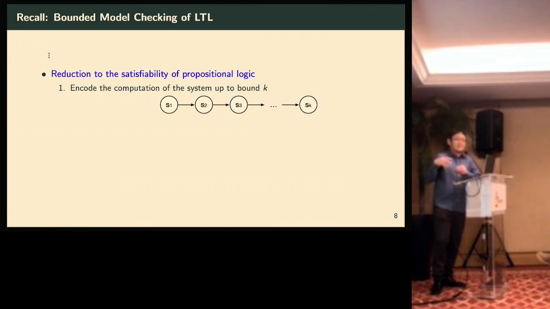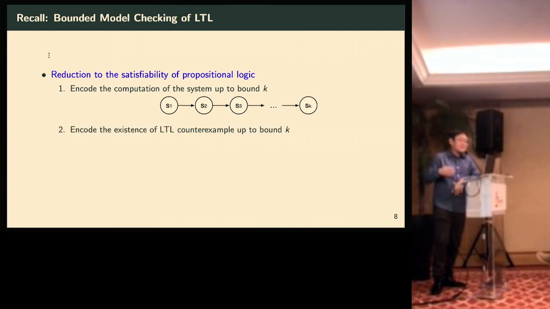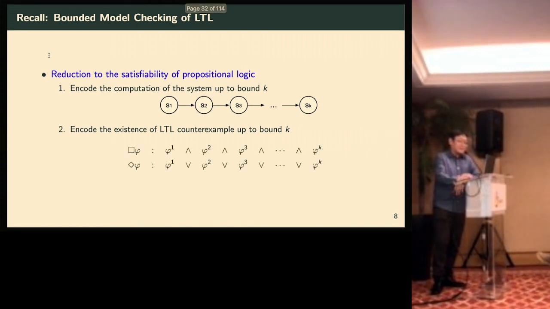The idea is one many of you already know, as follows. First, the computation of a system up to a certain bounded number of transitions can be encoded as a SAT formula, and at the same time, the existence of an LTL counterexample up to a certain bound can be expressed as a propositional logic formula. And that can be done by some famous equivalences.